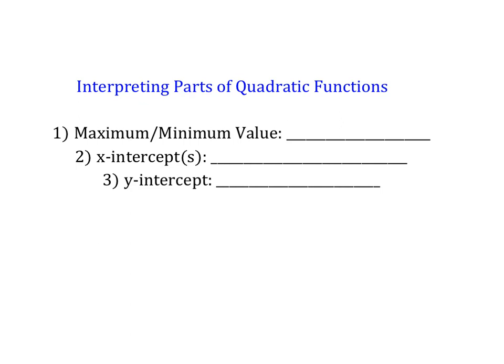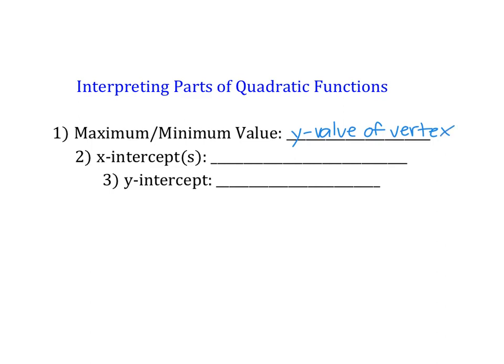So first we're going to talk about how to interpret different parts of quadratic functions. When they're asking you to find these different things, what are they really asking you to find? If they're asking you to find the maximum or minimum value, that is always going to occur at the y value of your vertex.